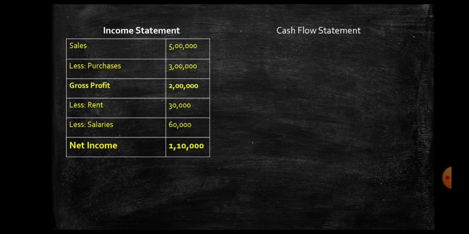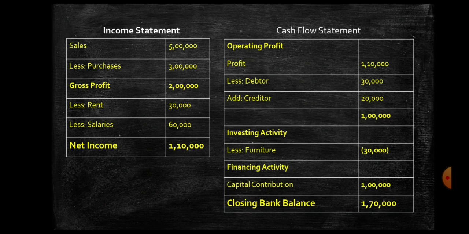Then we will prepare the cash flow statement. First we have to calculate operating activities, not operating profit. We have to take first the profit 1,10,000, less debtors 30,000. We have to add back the creditors 20,000. So we have the operating activities of 1 lakh.